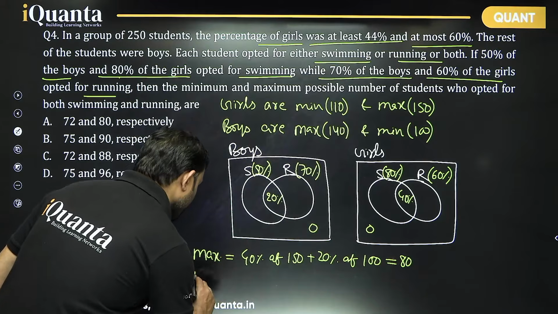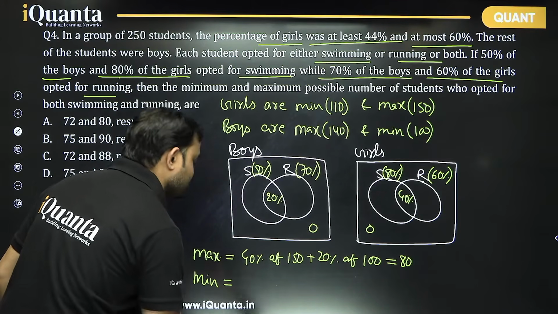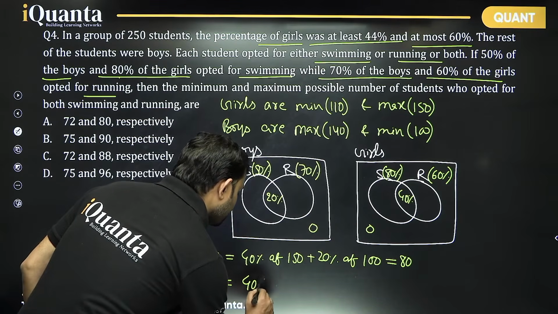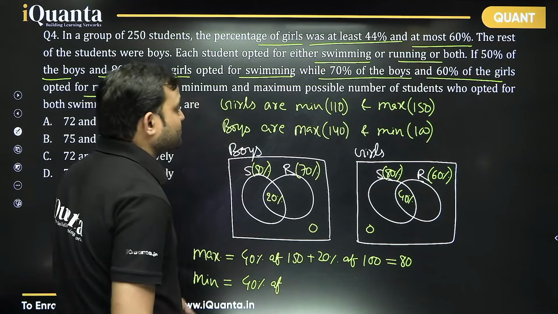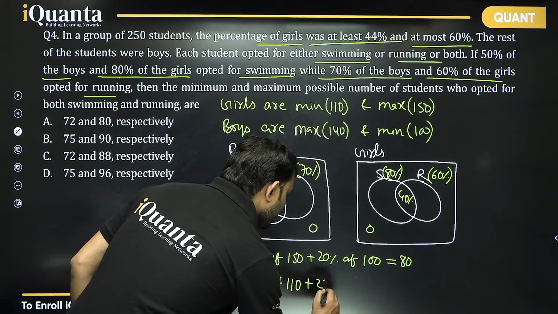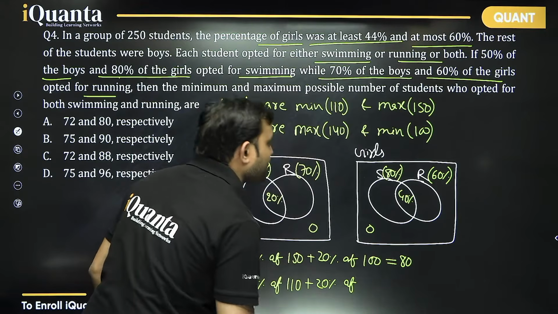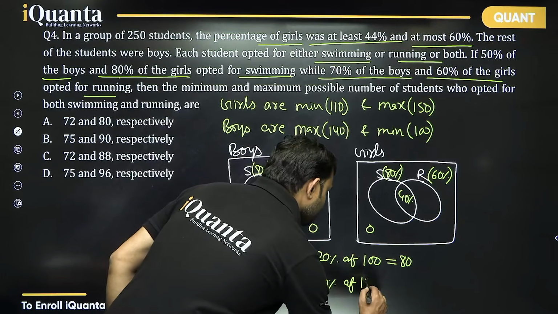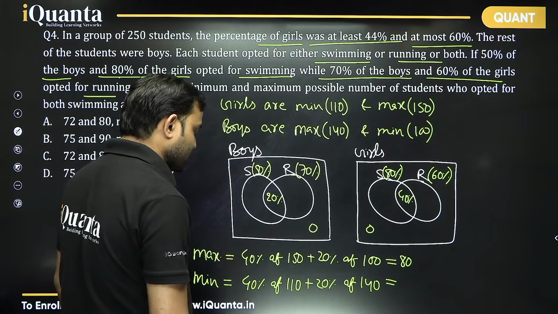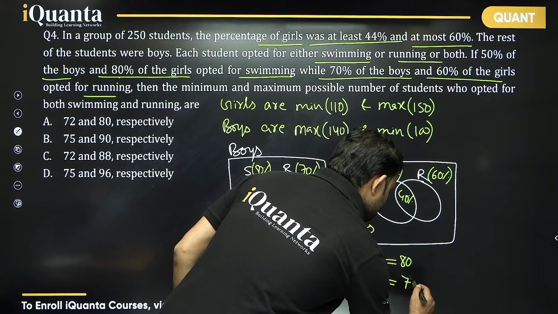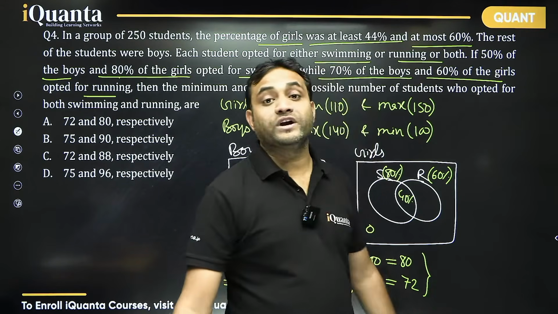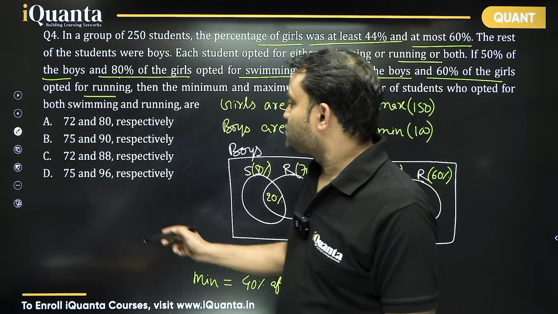And then if we want to find the minimum number of such students, we need to take the reverse of it. Means 40% of the minimum number of girls possible. The minimum number of girls is 110. And 20% of the maximum number of boys possible, which is 140. So this will be equal to 44 plus 28, which is equal to 72. So our values are 72 and 80, right? Minimum and maximum. So what's our answer?